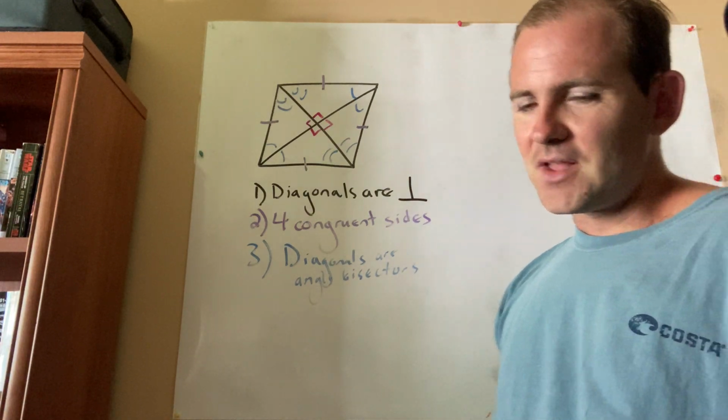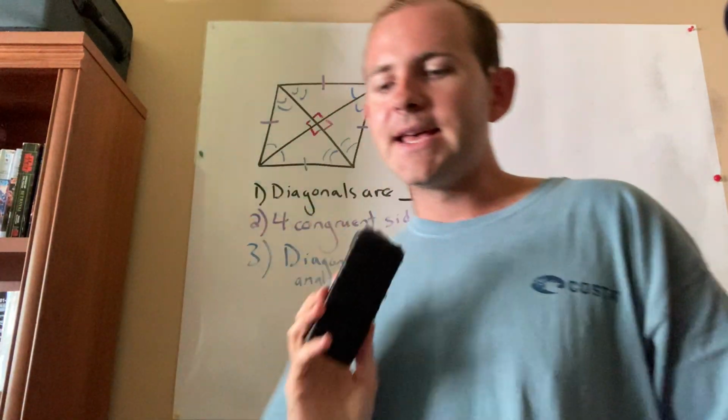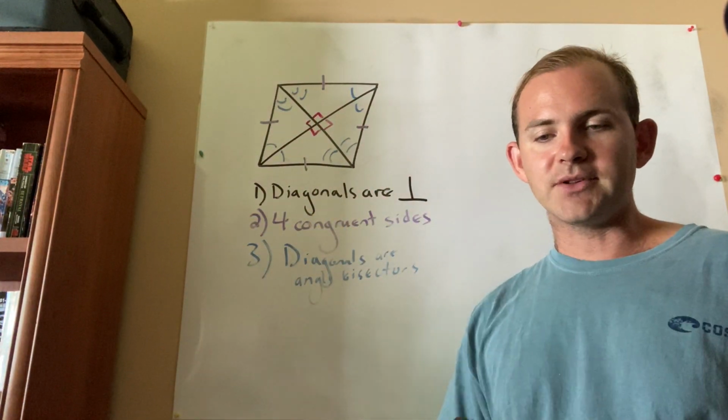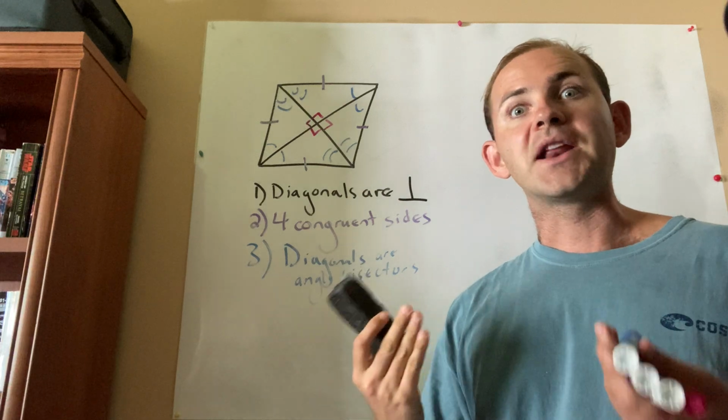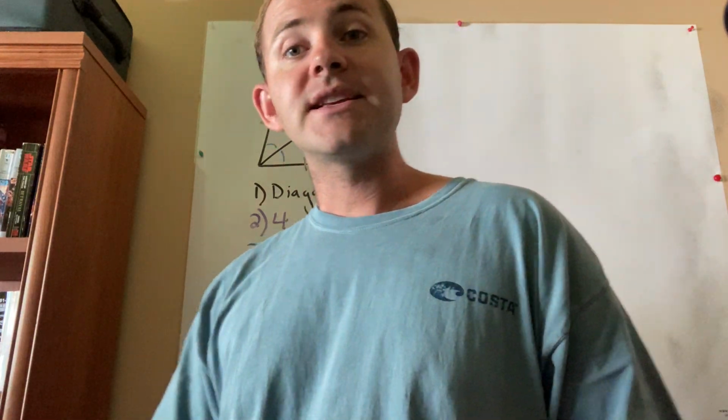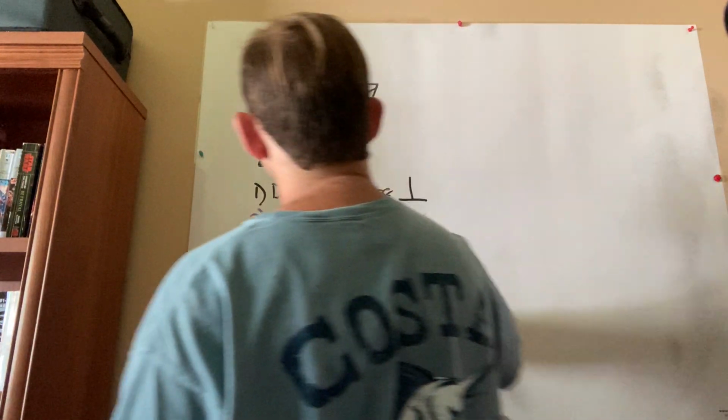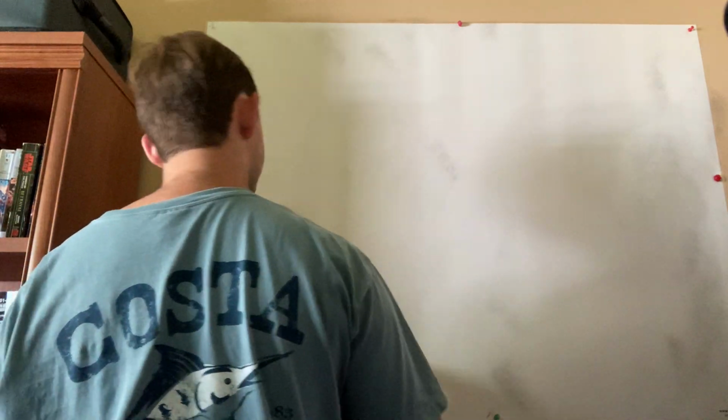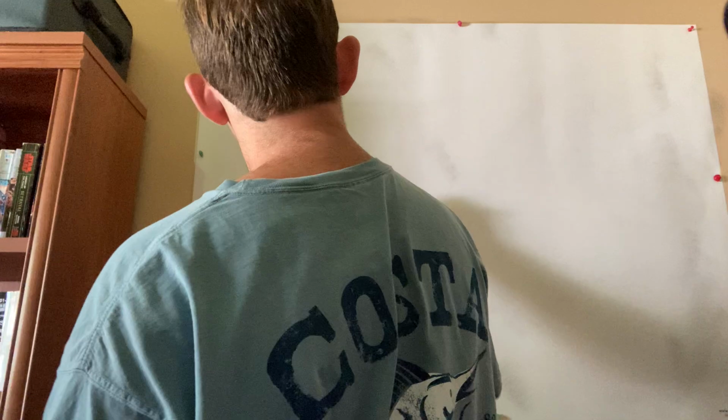Okay, with that being said, let's take a look at 2 examples of what this might look like on a unit test. So we're going to start off with example number 2. All right, let me draw this rhombus.